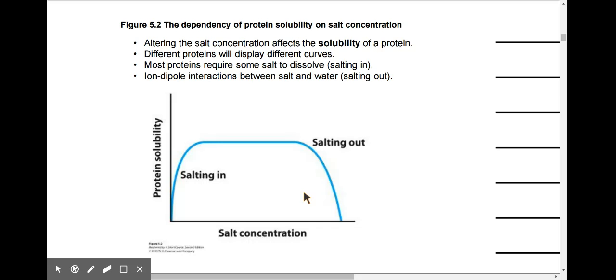and that's called salting in. But as we continue to increase the concentration of the salt, it turns out that the water will start to compete with the protein for the dipole ion interaction. And at some point during the salt concentration increase, we'll salt the protein out. In other words, the protein will precipitate out of the solution. And it turns out that different proteins precipitate out at different concentrations of salt. And so we can, again, identify a range where our protein of interest might be.